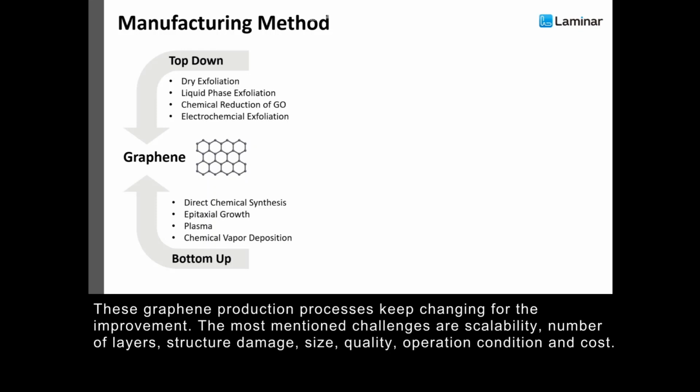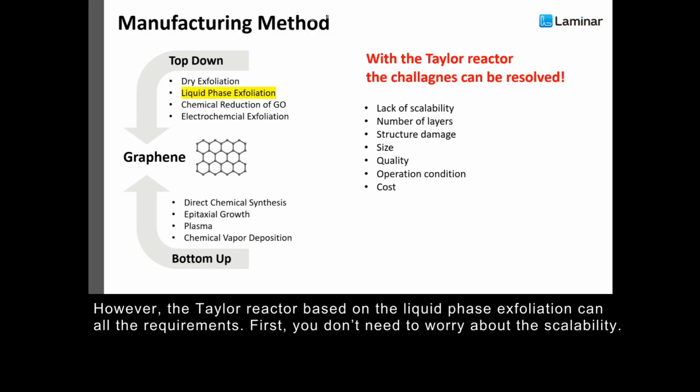These graphene production processes keep changing for the process improvement. The most mentioned challenges are scalability, number of layers, structure damage, size, quality, operation condition, and cost. However, the Taylor reactor based on the liquid phase exfoliation can meet all these requirements.